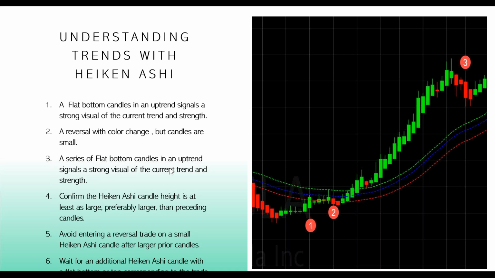Again, a series of flat bottom candles in an uptrend signals a strong visual of the current trend. Bam, bam, bam, bam, bam. And look at the red here, red coming down. And again, confirm the Heiken Ashi candle height is at least as large, preferably larger, than the preceding candles when you get this reversal.